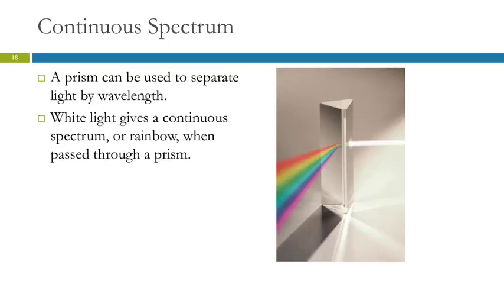When we separate white light using a prism, we get a nice rainbow. This is a continuous spectrum. We see just the gradual transition from one color to another. There aren't any gaps or anything. This is a continuous spectrum. It's showing us all of the wavelengths.